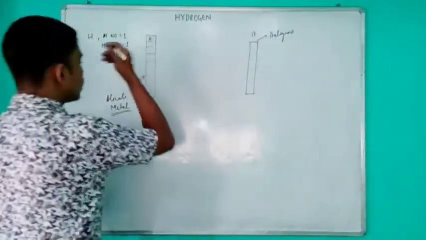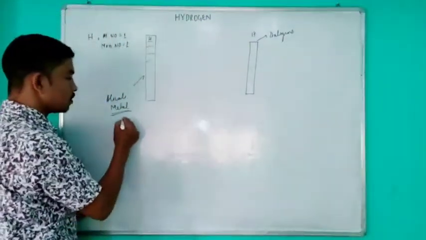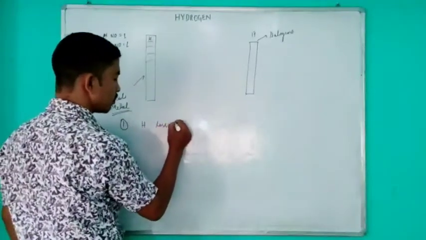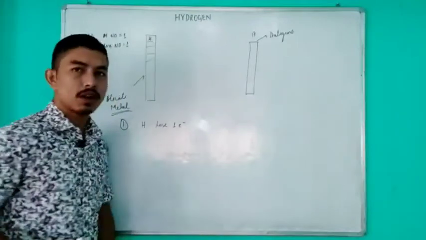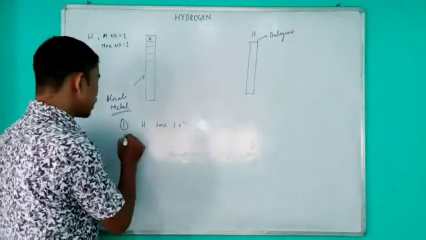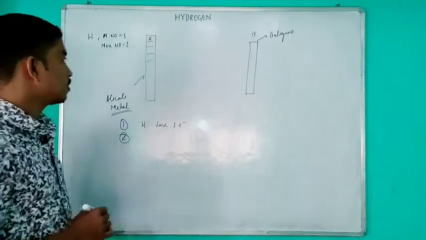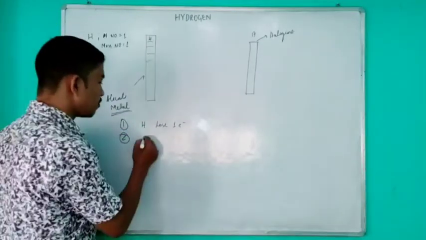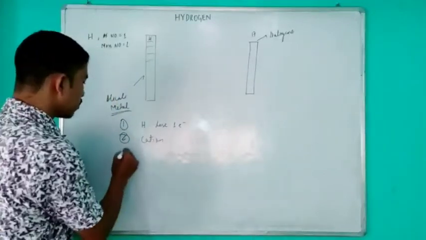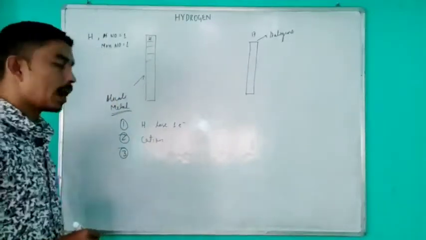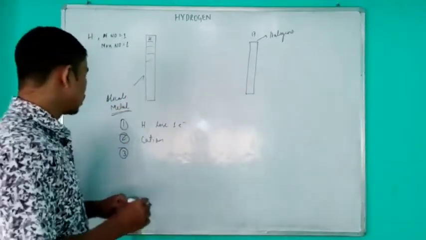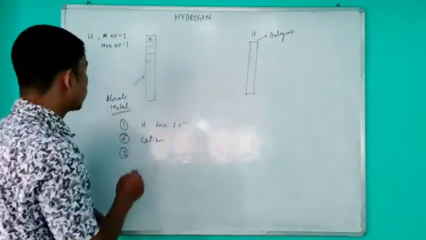Just like the alkali metals, the first property is that hydrogen can lose one electron, just like the rest of the alkali metals. Second, by losing one electron, like the rest of the metals, it can form a cation. And the third property is that hydrogen acts as a reducing agent, just like the rest of the metals in group 1.